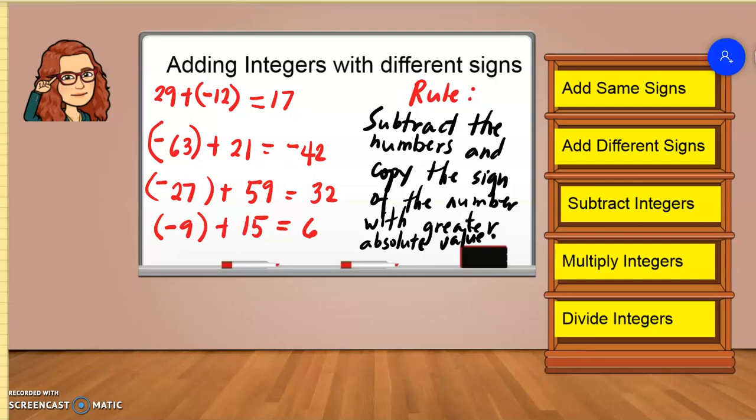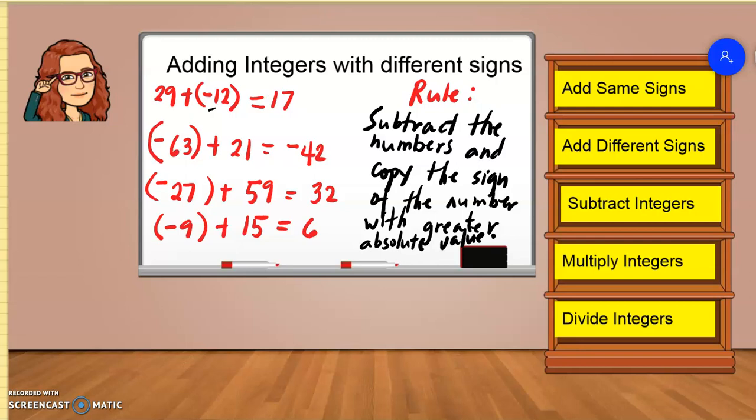Okay, so again, what is the absolute value of 29? It's just 29. The absolute value of negative 12 is just 12. So which one has the greater absolute value? 29. And what is the sign of 29? It's positive. So that's why our answer here is positive. But if it's positive, we really don't have to write the positive sign because it's understood to have a positive sign.